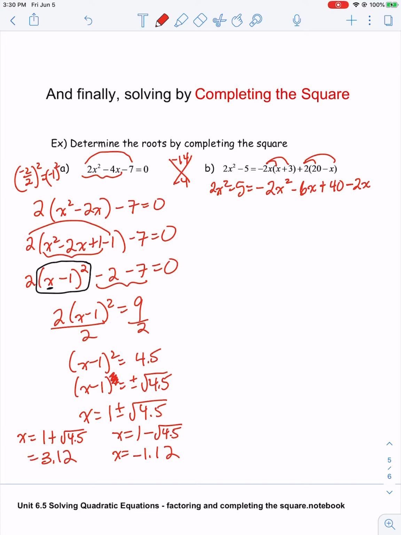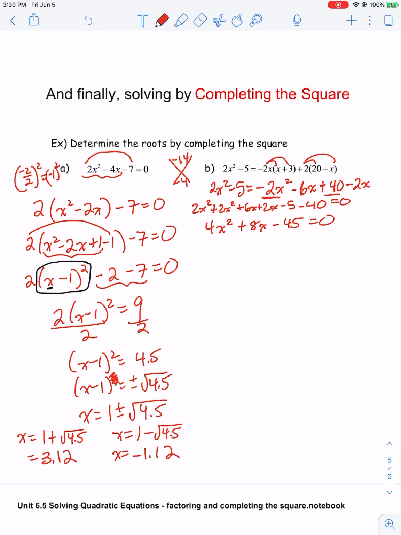Bringing everything over to one side, we've got a 2x squared. This 2x squared is going to go over. It's going to become a positive 2x squared. The minus 6 and the minus 2x are going to come over. They're going to be a plus 6 and a plus 2x. And then the minus 5 is still there, and the plus 40 is going to become a minus 40. So this is 4x squared plus 8x minus 45 equals 0.